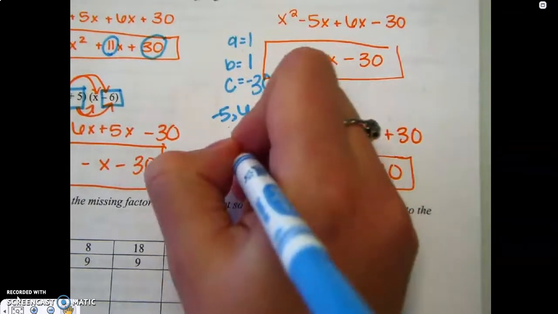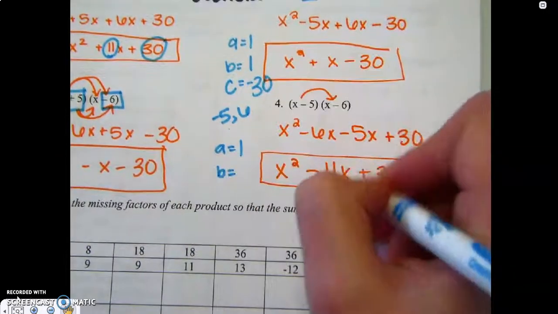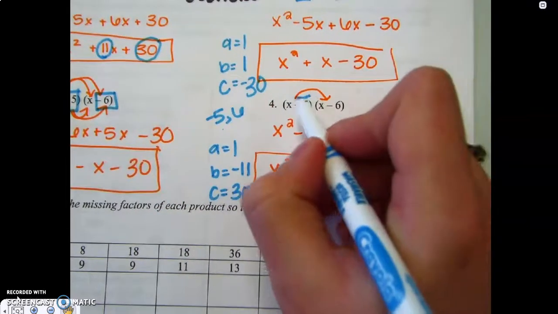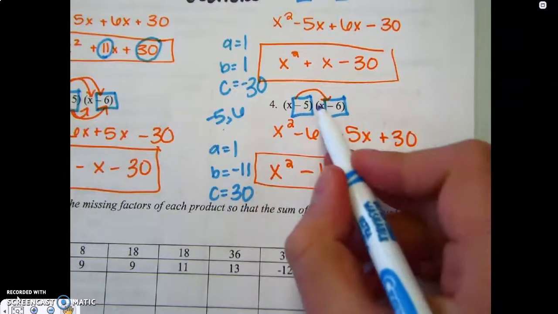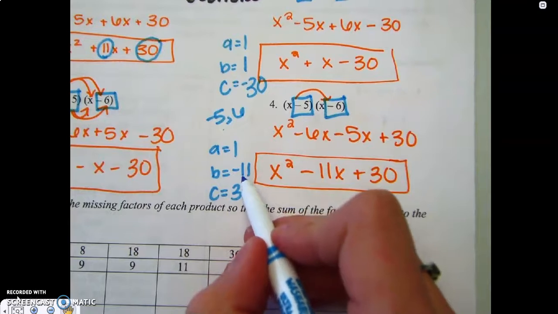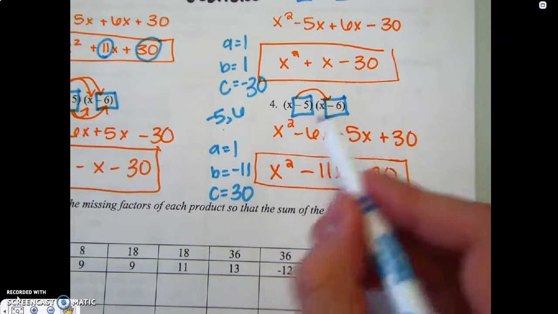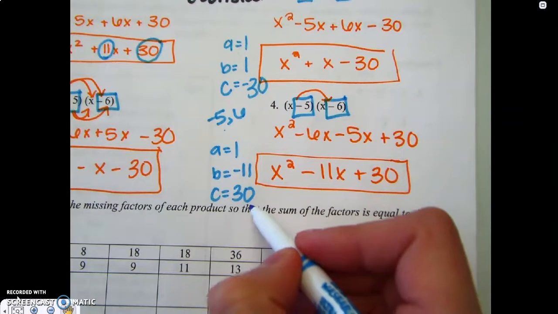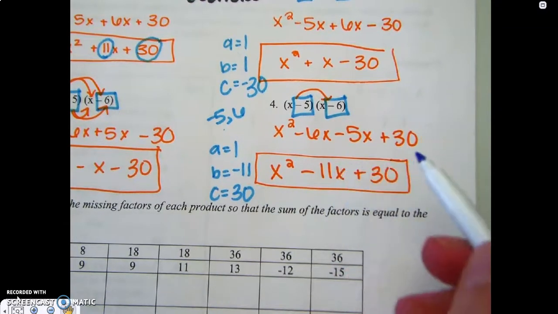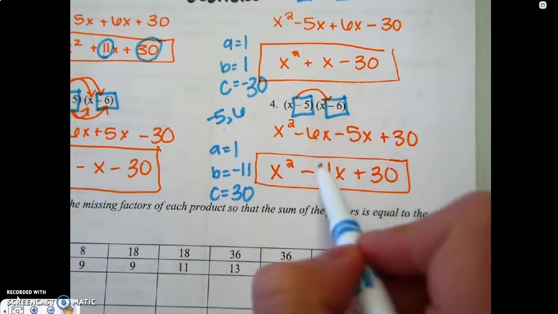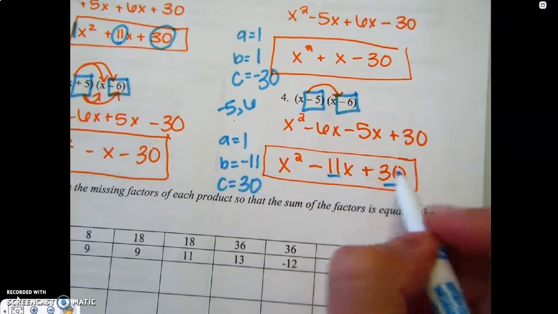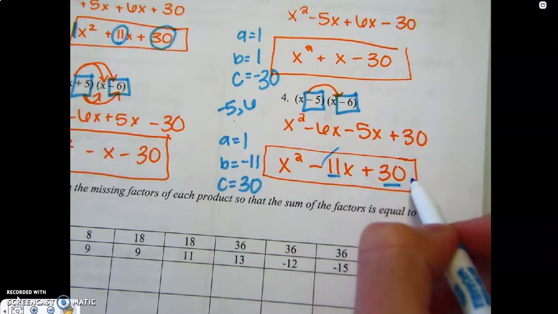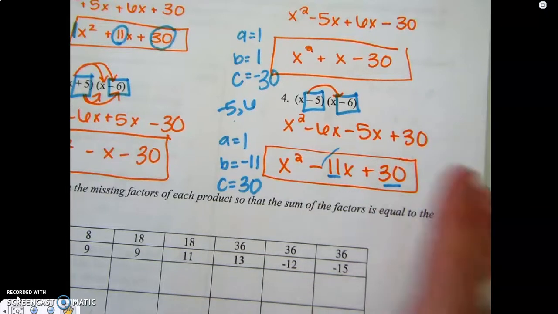Finally, if I check it here, B is negative 11 and C is positive 30. If I have a negative 5 and a negative 6, those will add to be negative 11. And if I have a negative 5 times a negative 6, I get positive 30. So that's kind of the battle. You have to look at what your B and C values are, and think of numbers that will add to be your B value and multiply to be your C value. So we're going to practice that first.